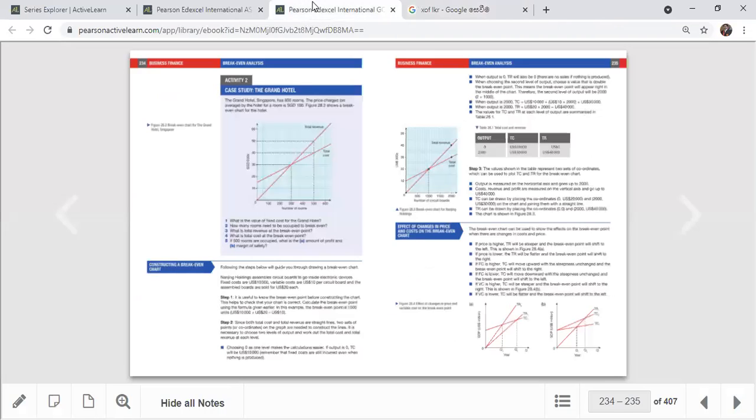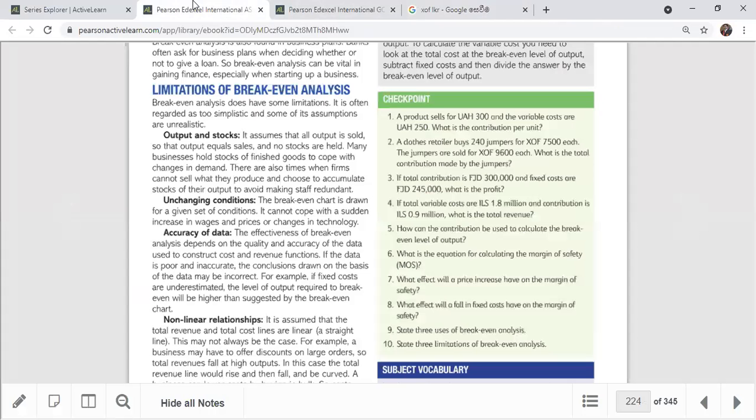Because West African countries, economically, some currencies are strong and some currencies are weak. This is a West African currency, and they are making 240 jumpers. Selling price 9,600 minus 7,500 is 2,100 per unit, and 2,100 times 240 is 504,000, right?